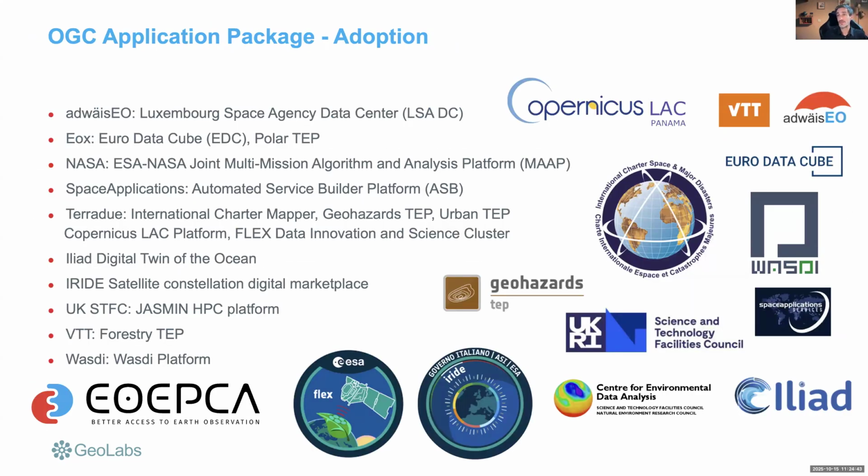So about the OGC application package and its adoption, you can see a non-exhaustive list of projects that are relying on this OGC application package. For example, the ESA-NASA joint multi-mission algorithms and analysis platform. You have also TerraDoué, which is involved in multiple projects, international ones, and also in EOEPCA. And also the work that will be presented today was first introduced by UK STFC using the JASMIN HPC funded by the European Space Agency.